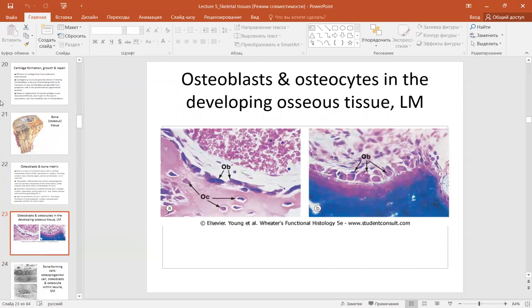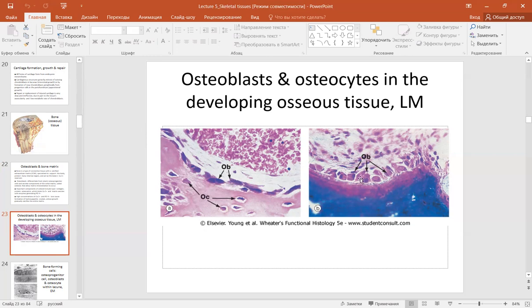Here on the picture you have developing osteoblasts and osteocytes in the developing osseous tissue. These osteoblasts are inactive, they are sleeping, they're hibernating, and osteocytes located in the lacuna are visible, surrounded with the calcified matrix of the bone tissue.